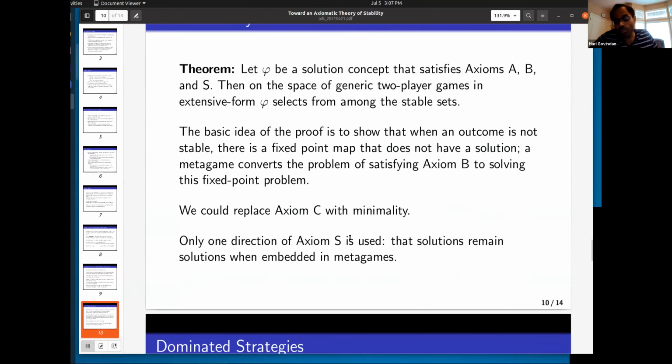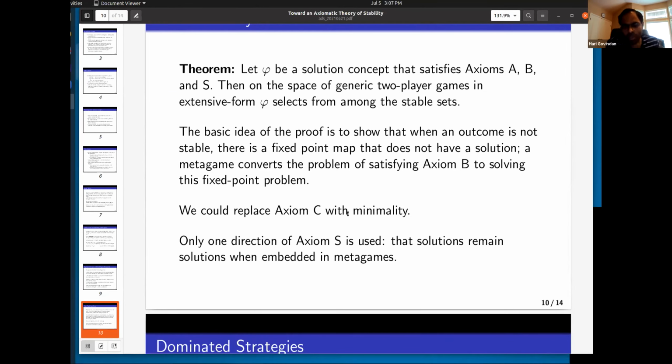Okay, so this is the theorem for two-player games. This is the old theorem. Suppose you have a solution concept that satisfies these axioms, A, B, and S: admissibility, backward induction, and small worlds. Then on the space of generic two-player games, it selects from among the stable sets.